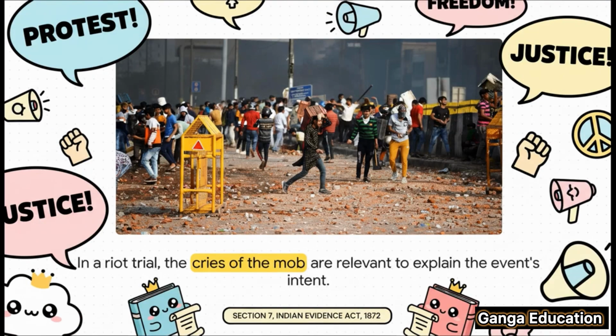And for our last illustration, think about something as chaotic as a riot. Proving someone was marching at the front of a mob is one thing, but what was the mob shouting? What were their cries? Were they chanting for peace, or were they inciting violence? Those collective shouts are relevant under Section 7 because they reveal the true nature and intent of the entire event.